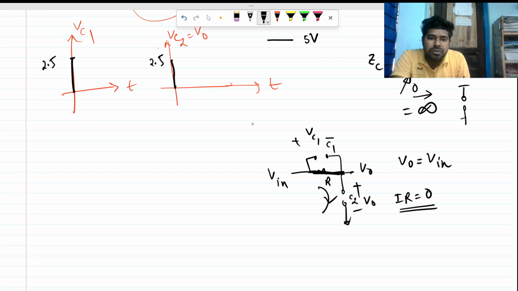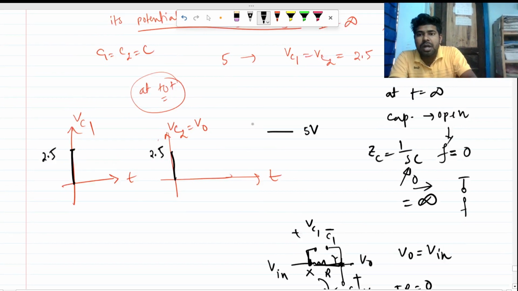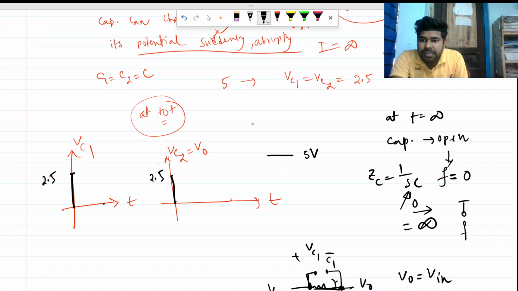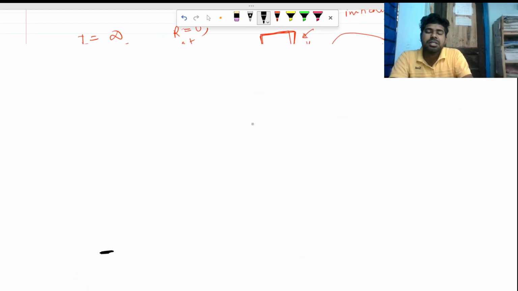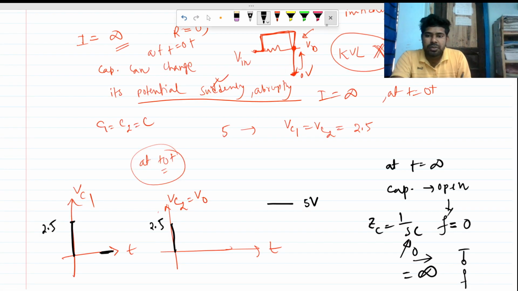Because this node is nothing but this node and this node is nothing but this node. So this is the same node. Okay. So if this is X and this is Y, the Vx minus Vy is the same potential and this will be 0 volt. Okay. So basically what is happening is at steady state the Vc1 will be 0. Okay. So basically what is happening here is at t equals 0. Okay. So at t equals 0. Okay, let me draw the picture again.